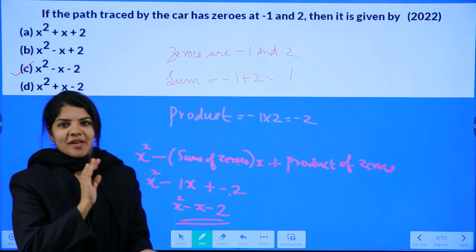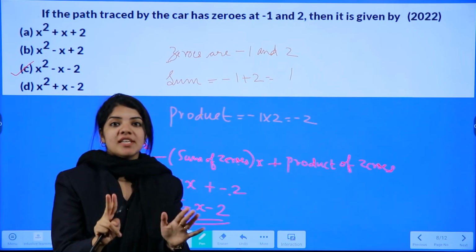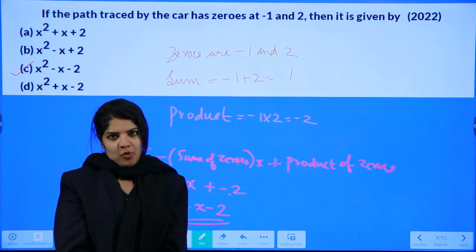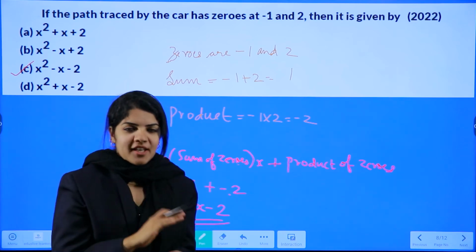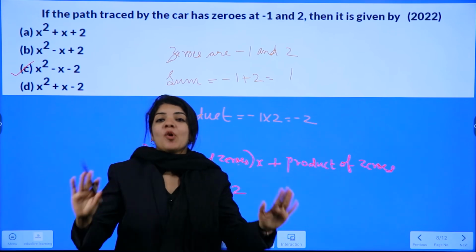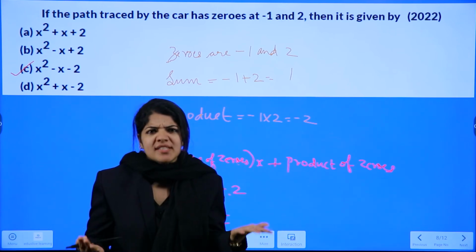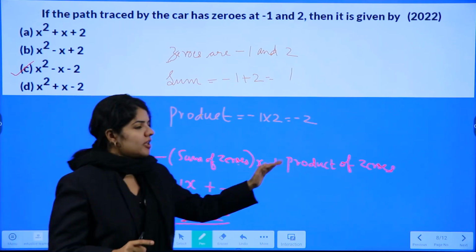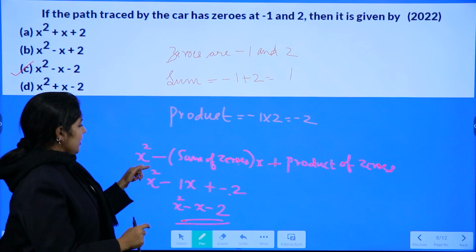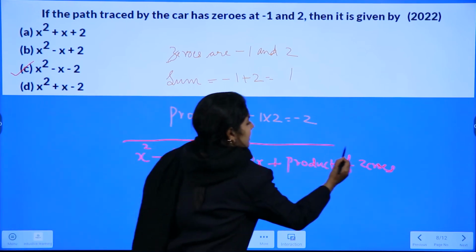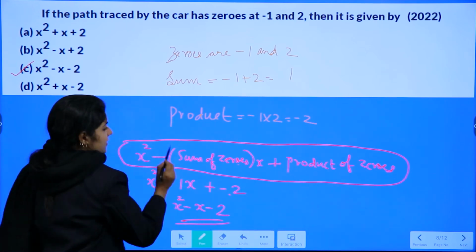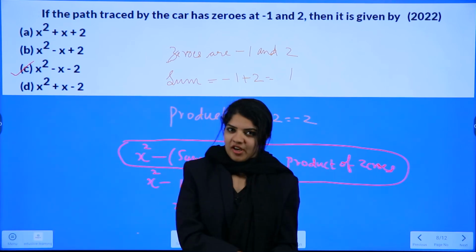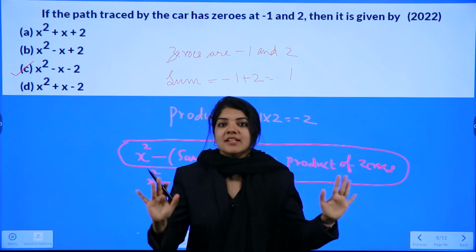Okay, so I will repeat this question. Here two zeros of the polynomial are given and we have to create the quadratic polynomial. So once zeros are given, we can find the sum and product of the zeros. So what is the use of the sum and product? If you know the sum and product, there is a general form of quadratic polynomial. It is given by x square minus sum of the zeros x plus product of the zeros. So this is the general form of a quadratic polynomial if you know the sum and product of zeros.